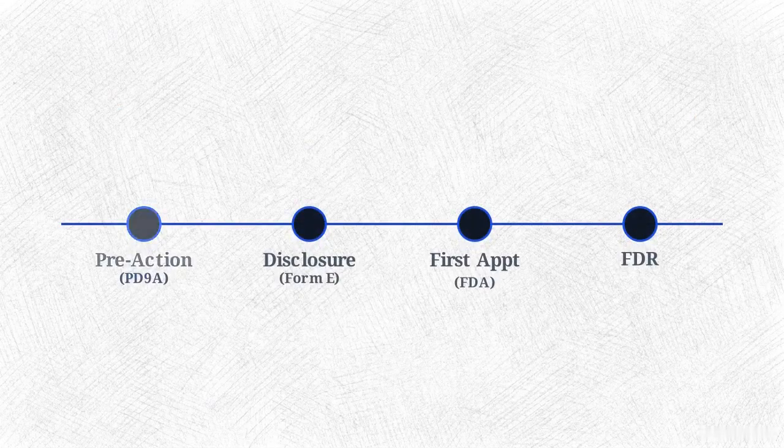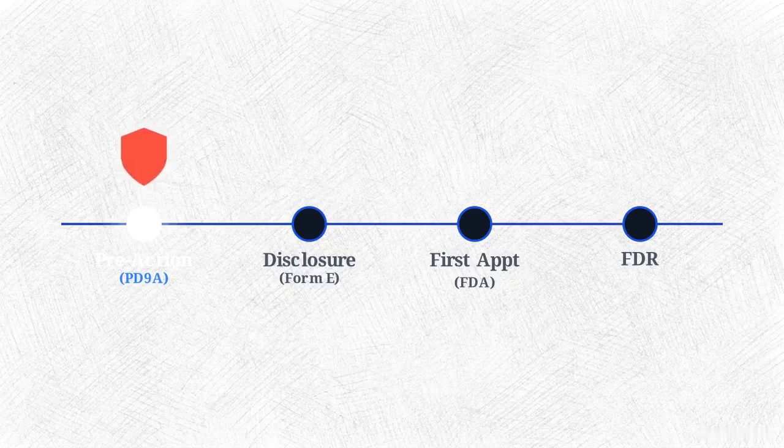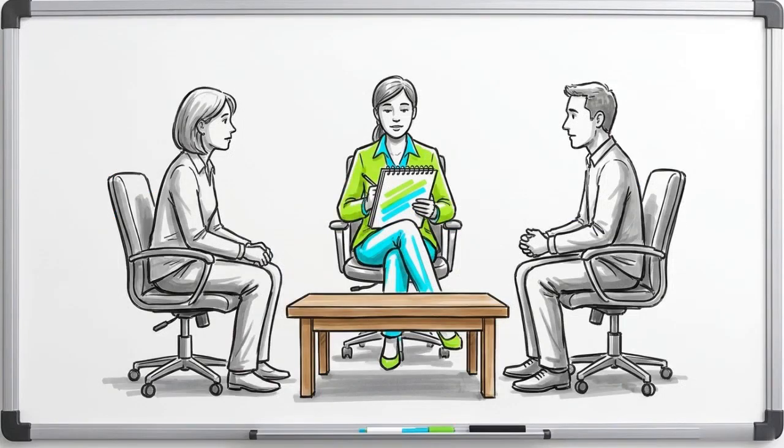The process begins under the Pre-Application Protocol, or PD9A. The court expects early, clear information exchange and active negotiation before any formal application is drafted. Making an application to the court should never be treated as a hostile step or an immediate resort. By statute, the applicant must attend a Mediation Information and Assessment meeting, known as a MIAM.